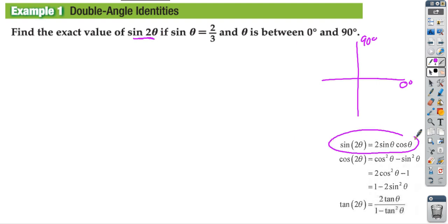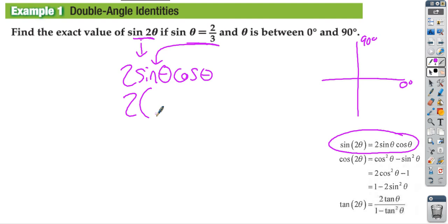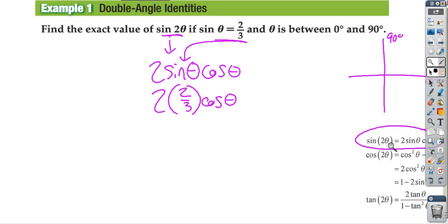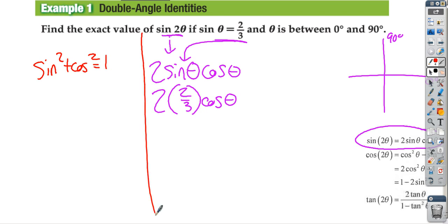But here's our formula for the sine double angle, and all we need to do is plug in what we're given. We are given sine, so I can plug that in right here. So 2 times sine of theta is 2/3. Problem is we don't know cosine, but we do have an identity that allows us to find cosine once we know sine, and here's that identity. That identity that we've seen a bunch is sine squared plus cosine squared is equal to 1. We know that sine is equal to 2/3, so let's plug in 2/3 right here and square it.